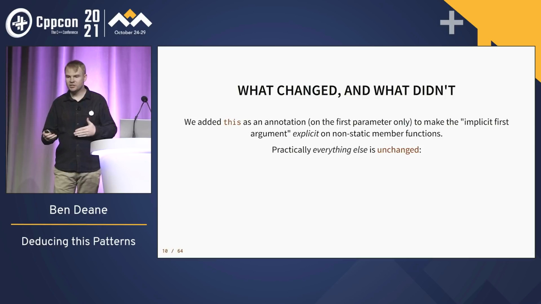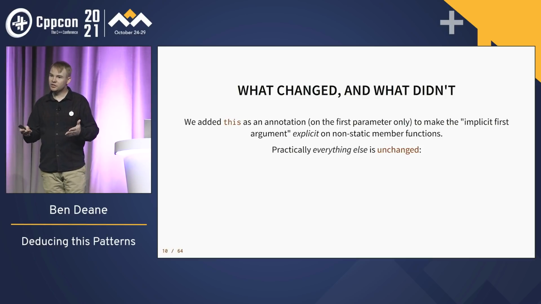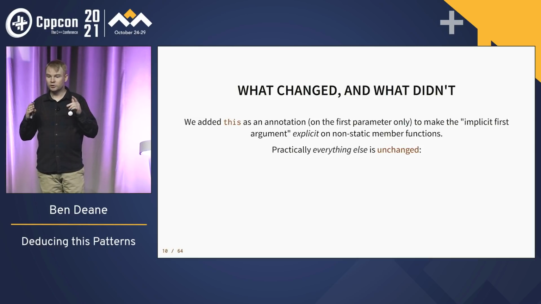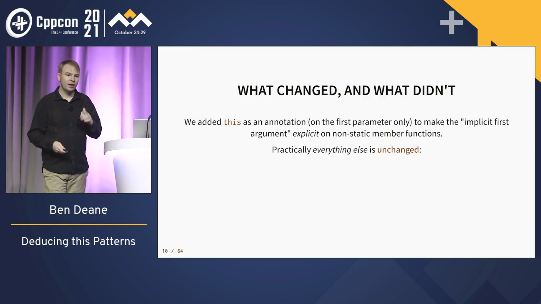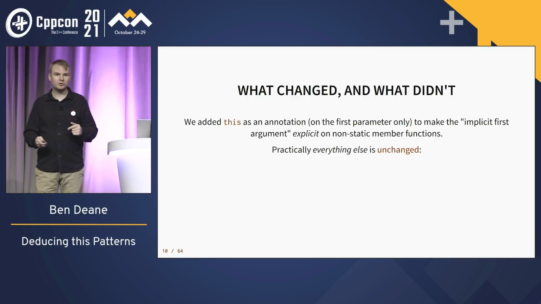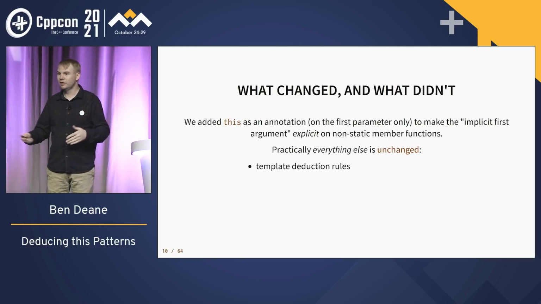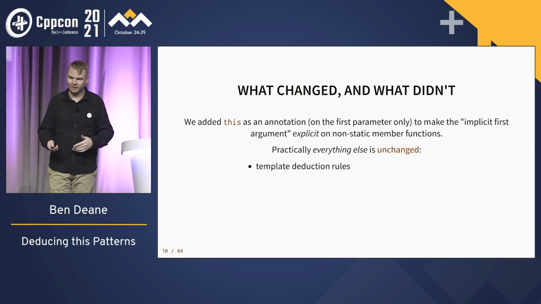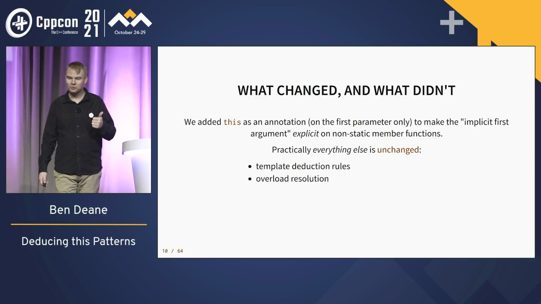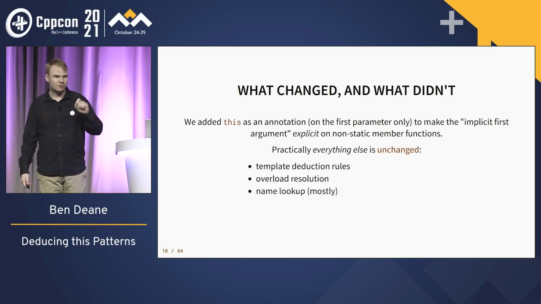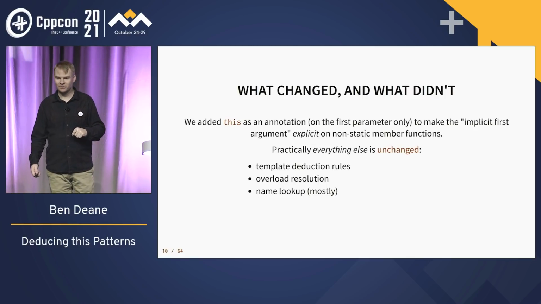So, here's what changed, and importantly, what didn't. The only thing that changes is this as an annotation on the first parameter only, that makes that implicit first argument, that object parameter, explicit on non-static member functions. And very importantly, everything else pretty much goes unchanged. This is important for standardization, because if any of these things really did change a lot, we probably wouldn't be seeing this, maybe ever. We didn't change template deduction rules, we didn't change overload resolution, we hardly changed name lookup. There is one very small change inside functions that we did.